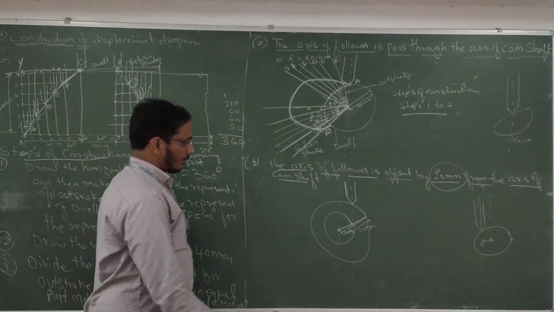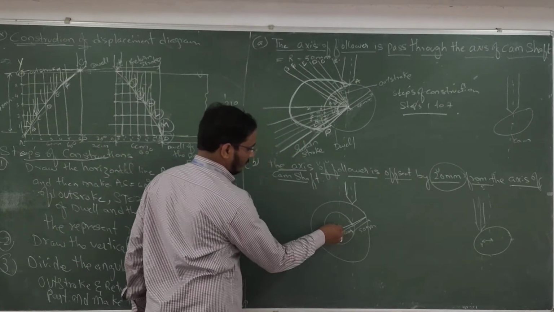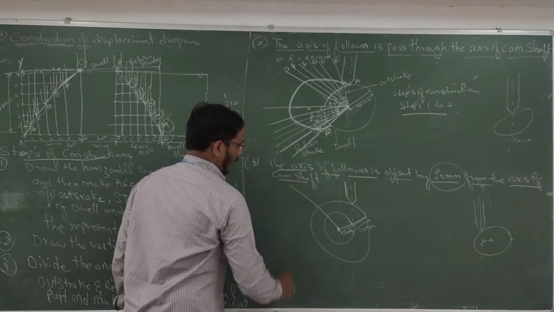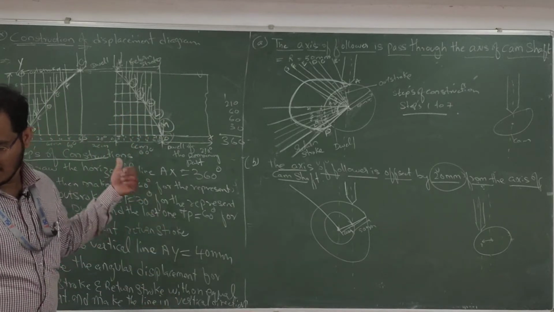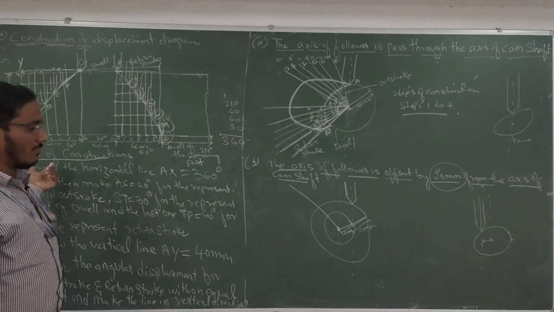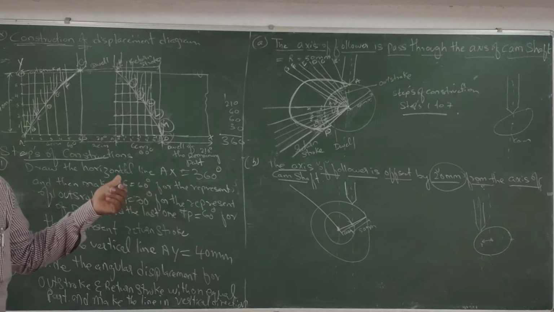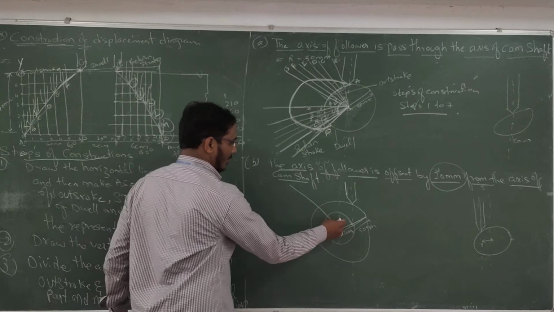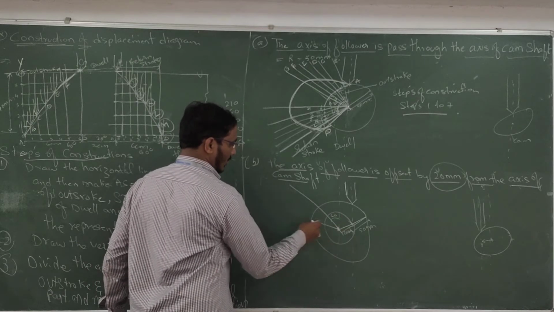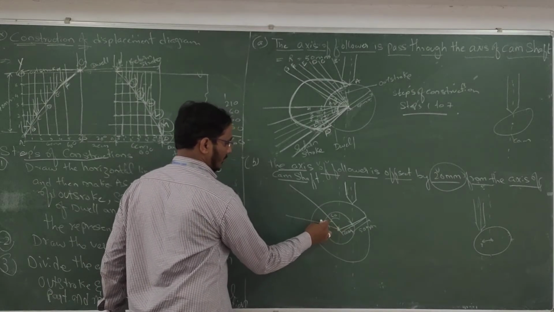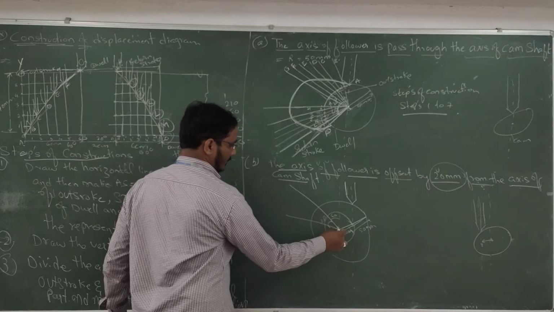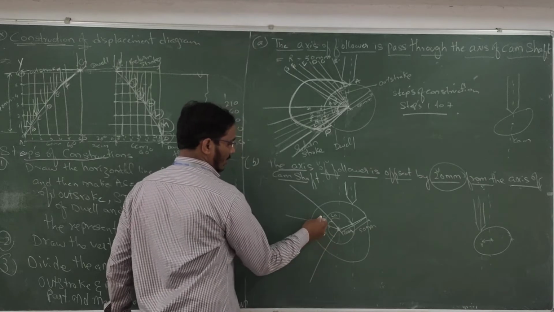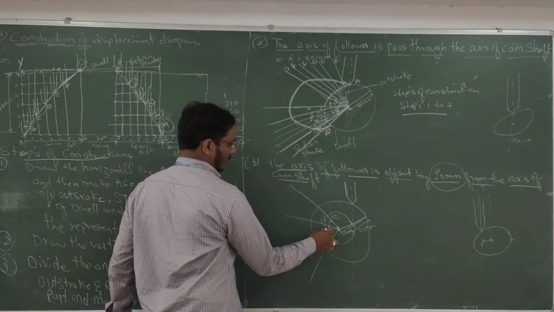Next, take the center and draw the angle here. Outstroke is 60 degrees. Next, sorry, dwell is 30 degrees and return stroke is 60 degrees.